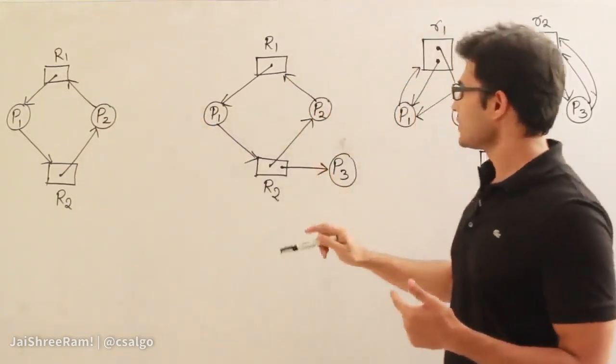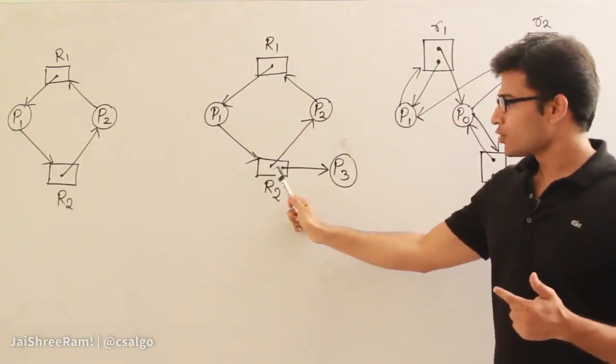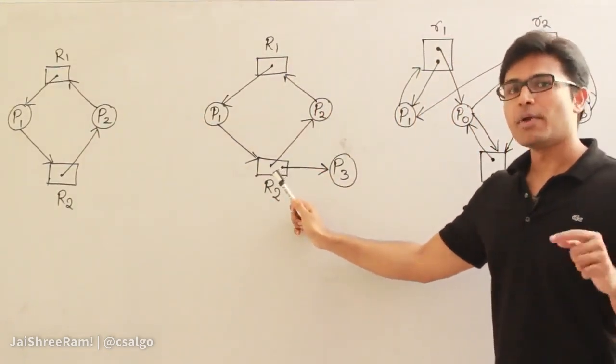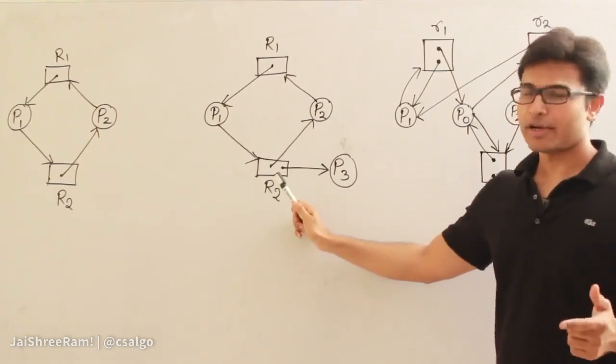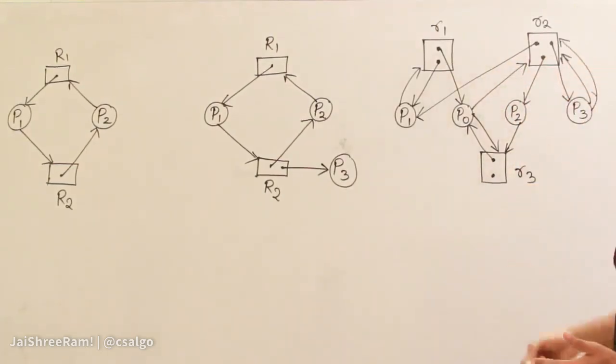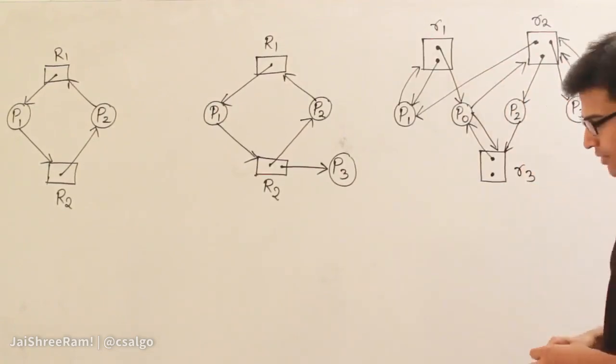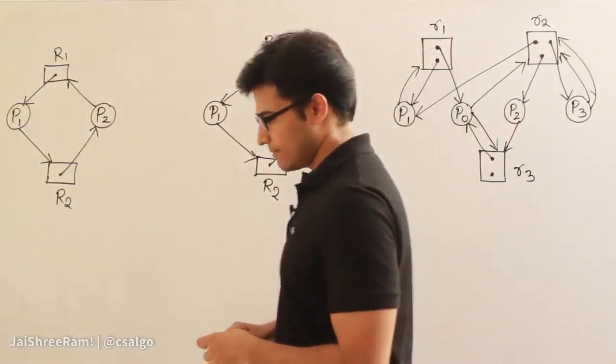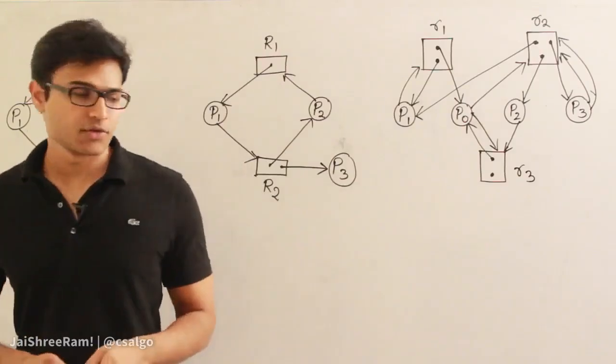And what about this one? See this. Here we have two dots, therefore it is a multi-instance resource type graph. And what about this one? We have got two dots, three dots, two dots, therefore it is also a multi-instance resource type graph. And okay, let's solve it first.